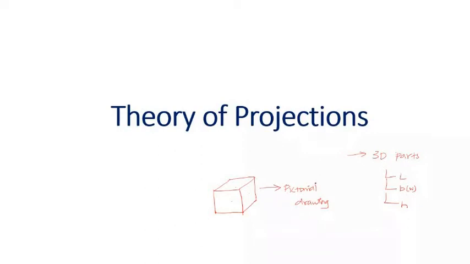But the problem with pictorial drawings is that they are hard to dimension, because in the first class we discussed this, right? In order to exactly communicate through the drawing, you need to mention all the dimensions, that is, the locational dimensions as well as the functional dimensions, to communicate the purpose of the drawing.